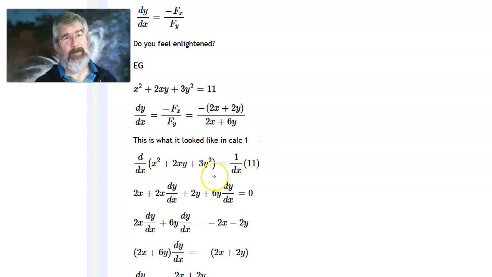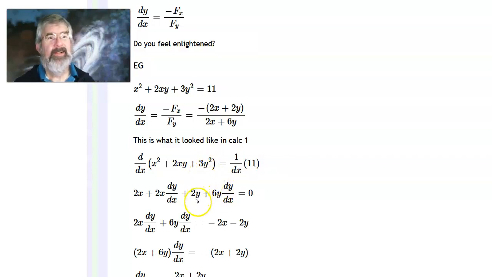This is what it would have looked like back in Calc 1. Right? I'd say take the derivative of both sides. Okay, so the derivative of x squared is 2x. This is a product because it's 2x times y, and y is a function of x, so I got two functions multiplied together. So it's 2x times the derivative of y plus the derivative of 2x, which is 2 times y. That's the product rule, those two terms from that. And then here I've got a 6y times the derivative of y. Right? Again, we're thinking of y as a function of x here.